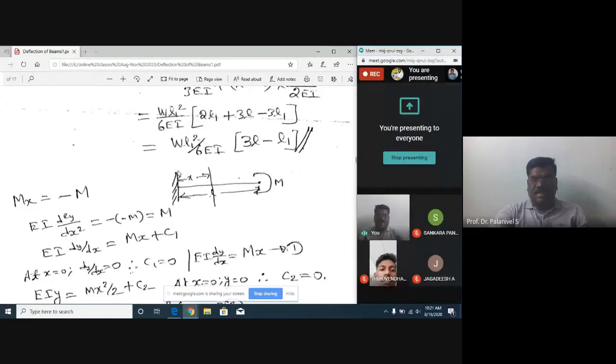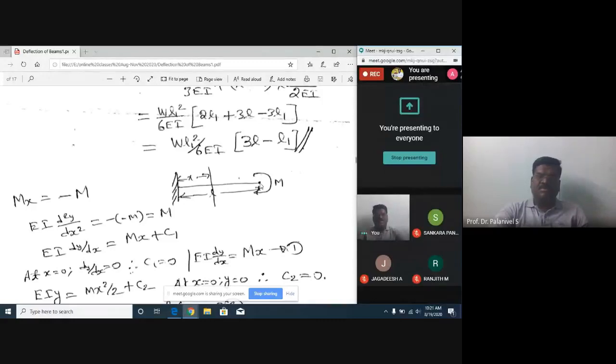Now consider another cantilever beam subject to a couple at the free end. A clockwise couple M is acting at the free end. The length of the cantilever is L. At a distance x, consider a section. What is the bending moment at the section? Mx is equal to minus M. Why? It's a clockwise moment. Anti-clockwise is positive for us. Clockwise is negative.